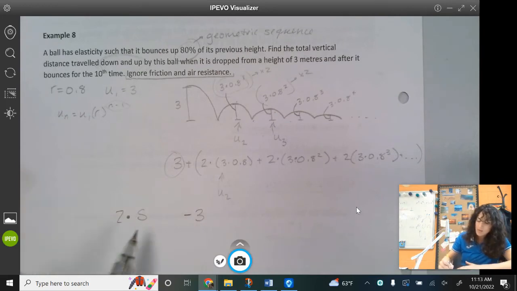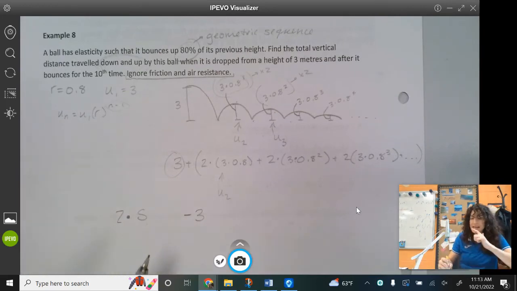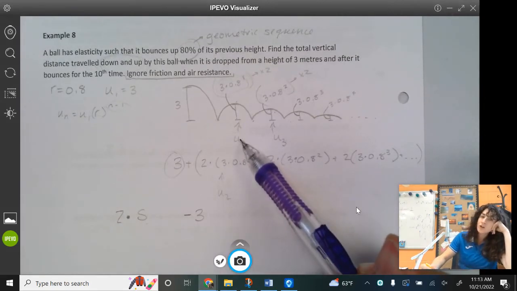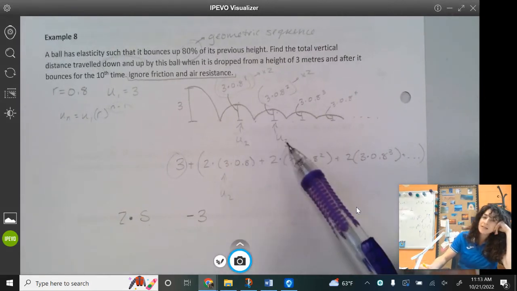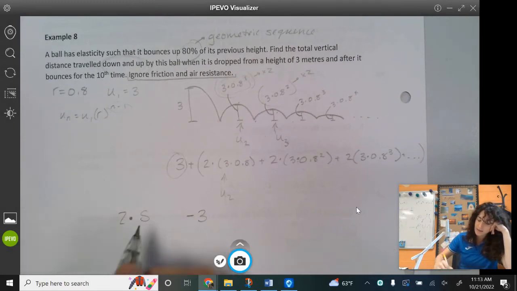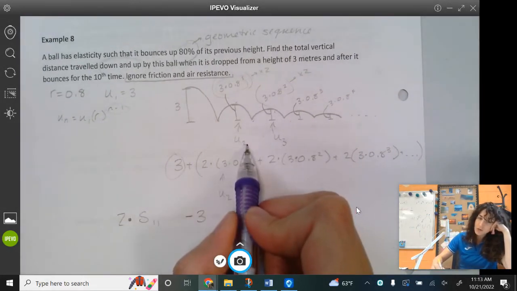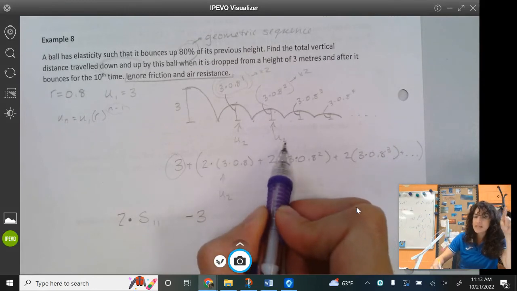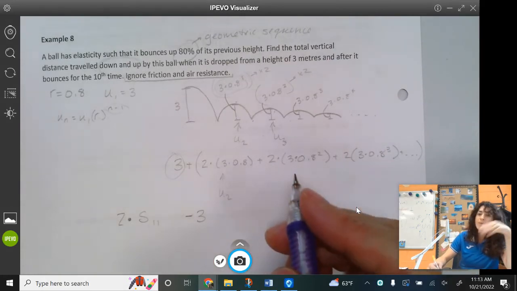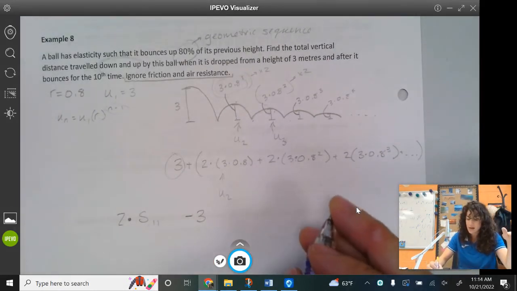Okay. Now, the number of the sum that I'm doing, I have to be careful about my notation. U sub 2 is after the first bounce. U sub 3 is after the second bounce. So if I want to know the distance that it's traveled after the 10th bounce, I would actually have to do S sub 11, because 2 is after the first bounce, 3 is after the second bounce. If I want after the 10th bounce, 11 would be after the 10th bounce, but before the 11th bounce.